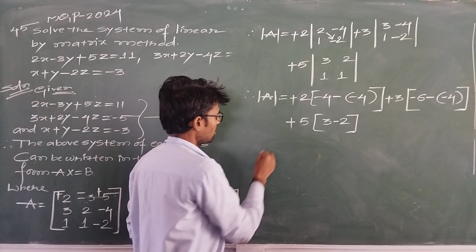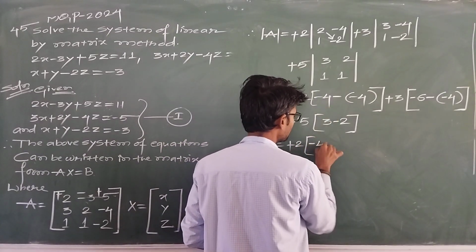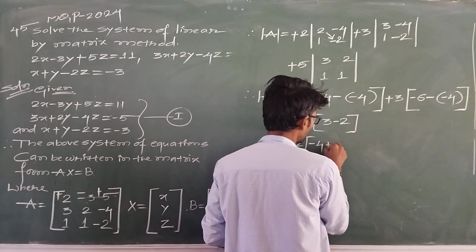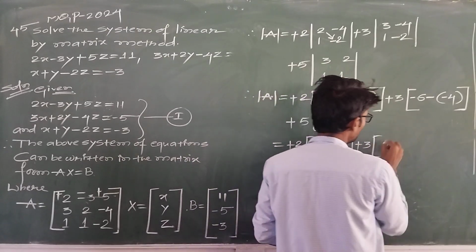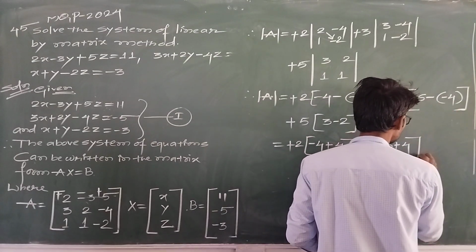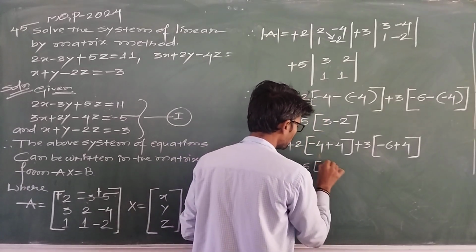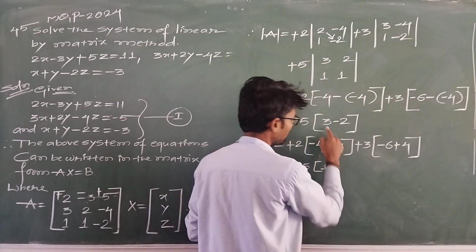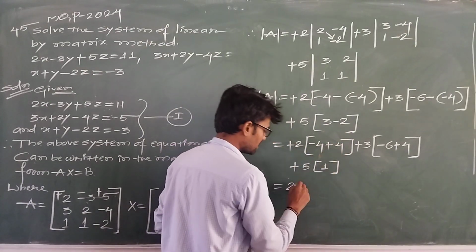Right? So now this is equal to, I will write, plus 2 into minus 4, you write as it is. Minus into minus is plus 4. Plus 3, you write. Next, minus 6, you write. Minus into minus is plus 4. Plus 5, you write. 3 minus 2 is 1. So now this is equal to 2 into minus 4 plus 4, that is 0.